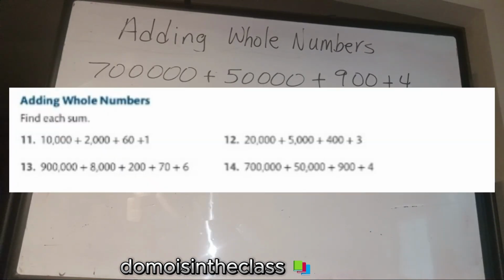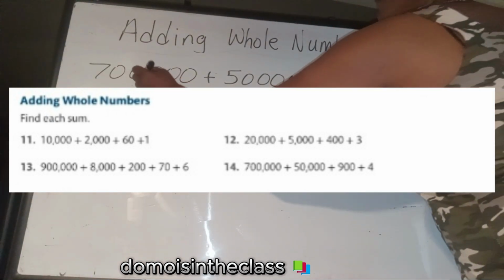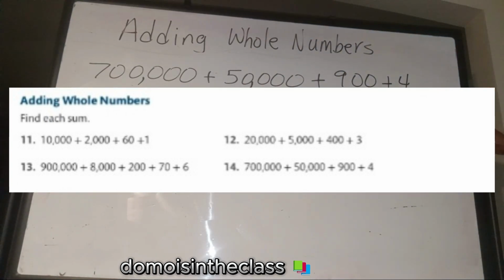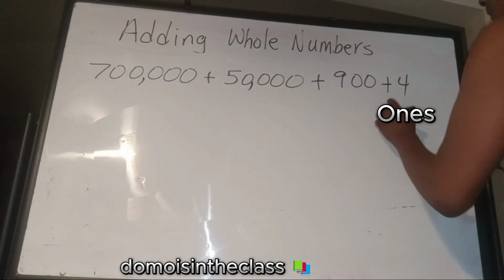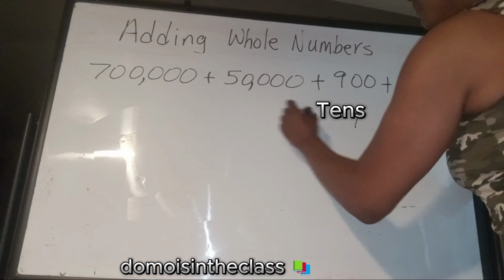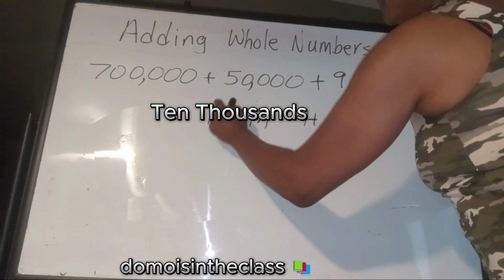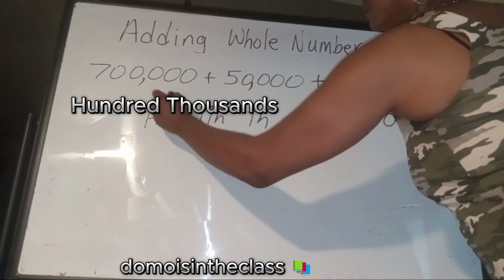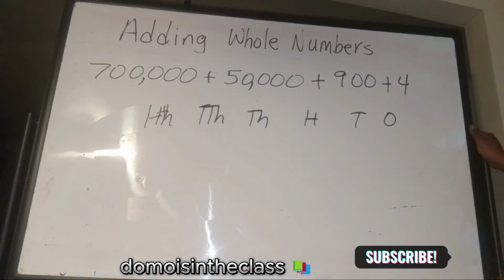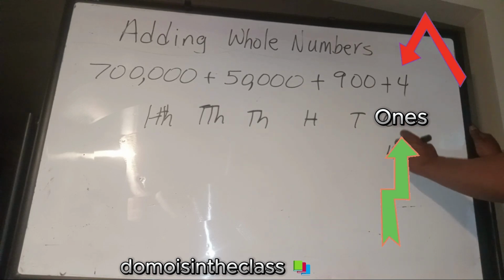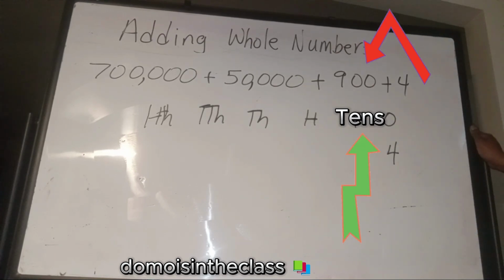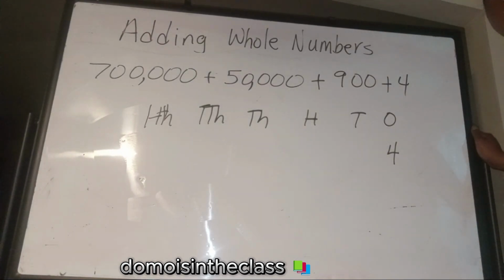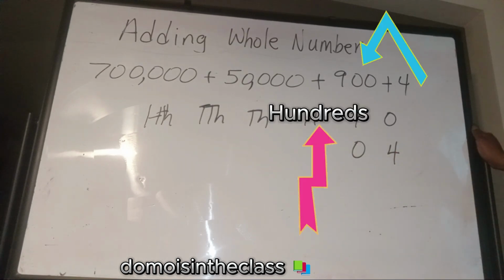All right, so moving on to the last one of this part. We have 700,000, right? And plus 50,000 plus 900 plus 4. So we have our ones, our tens, our hundreds, our thousands, our 10,000s, and our 100,000s. All right, and so in our ones, we have a 4. In our tens, do we have any tens? We have 0. There we go. And what about hundreds? We have 9.